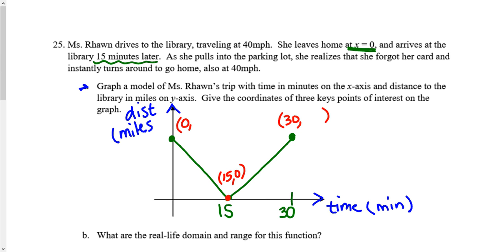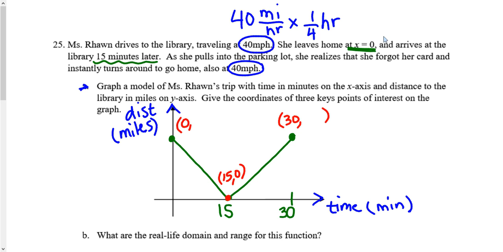So I was traveling at 40 miles per hour in both directions. Now I have to be careful because my time is really traveled in minutes, but I know that 15 minutes is a quarter of an hour. So if I'm traveling 40 miles per hour and I'm traveling for 1/4 of an hour, then I should be going 10 miles. All right, so that means that I must live 10 miles from the library.